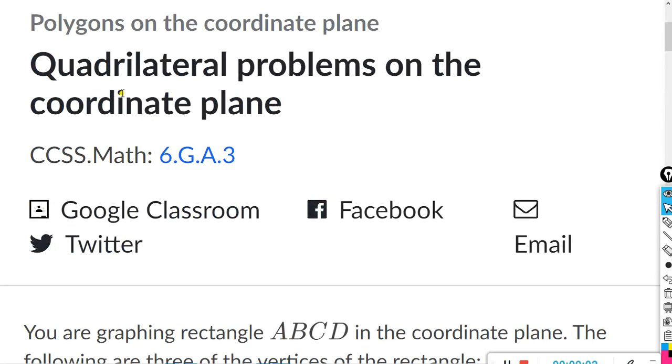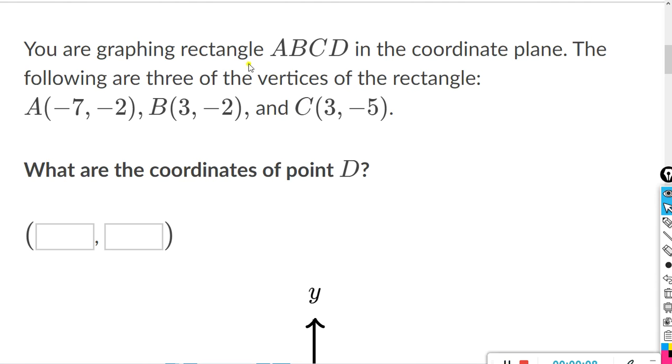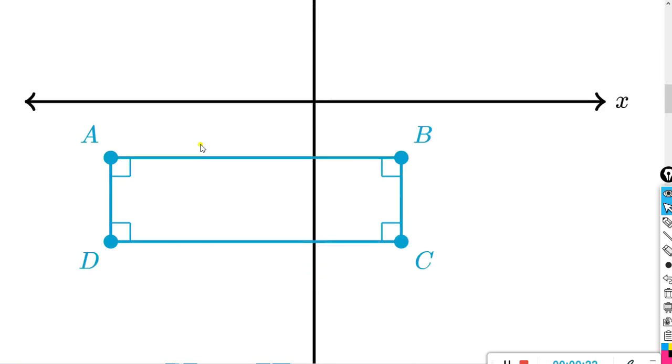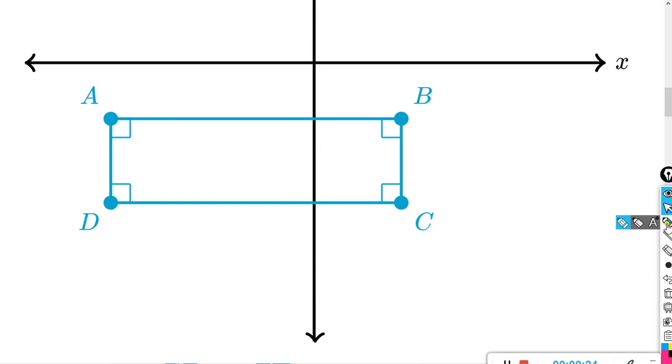This will be for the assignment on quadrilateral problems on the coordinate plane. So you are graphing rectangle ABCD in the coordinate plane. The following are three of the vertices of the rectangle. What are the coordinates of point D? All right, let's see. So we have point D right here.